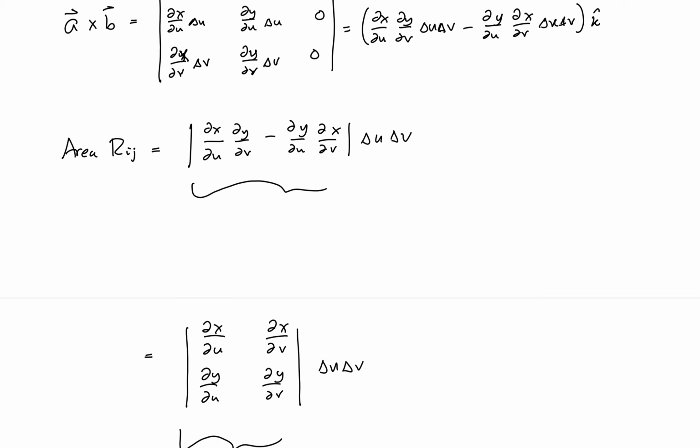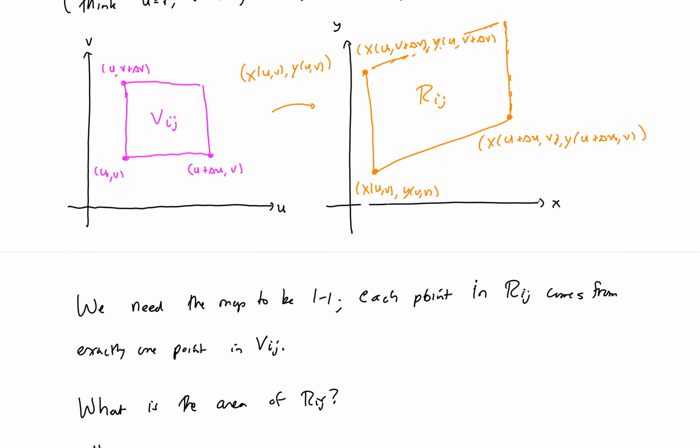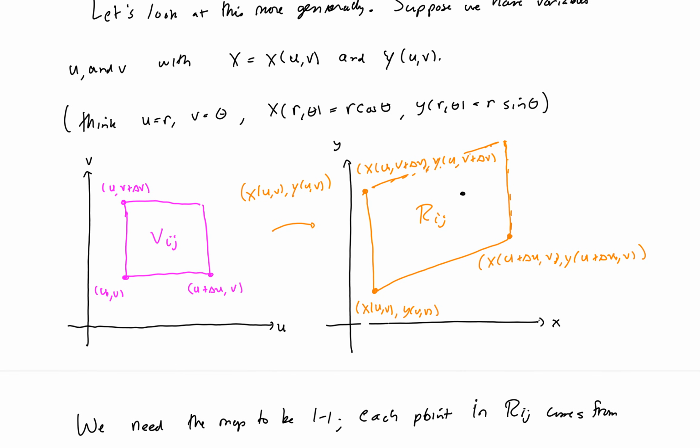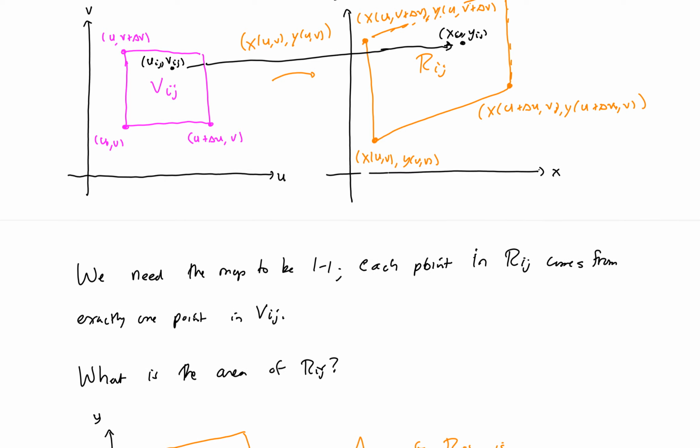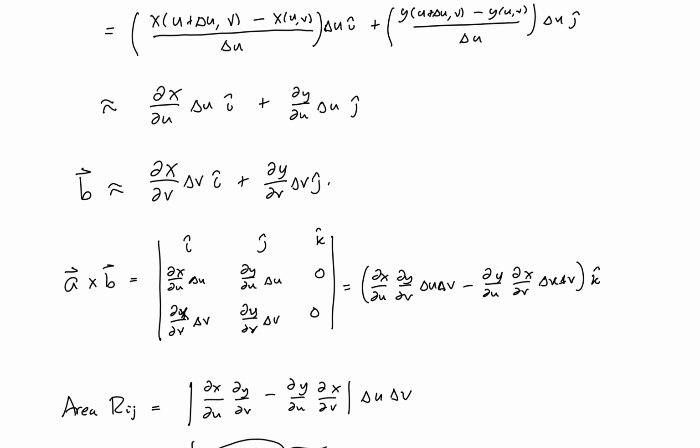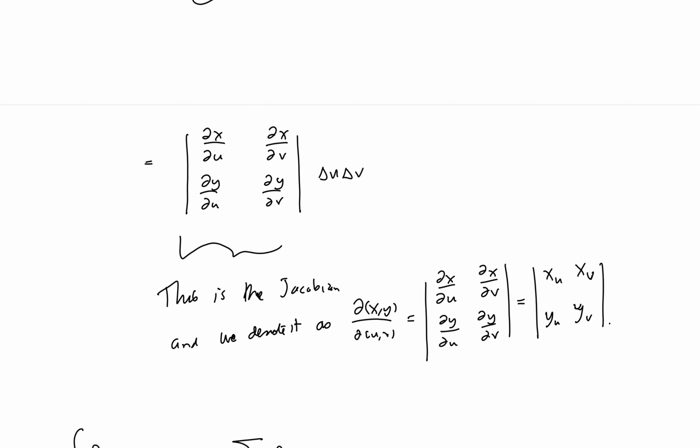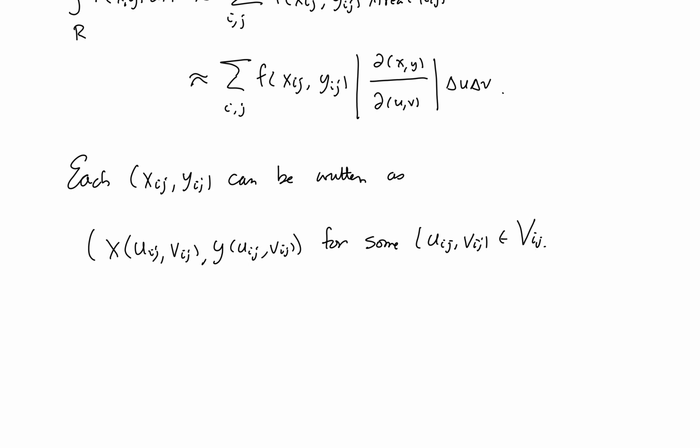Right, so if we look back, let's go back up here and think for a second. If I pick some point here, x_ij, y_ij, there's some point over here, u_ij, v_ij, that maps directly to that point. And there's only one point that does it. So if we do that, then we can change the integral again.